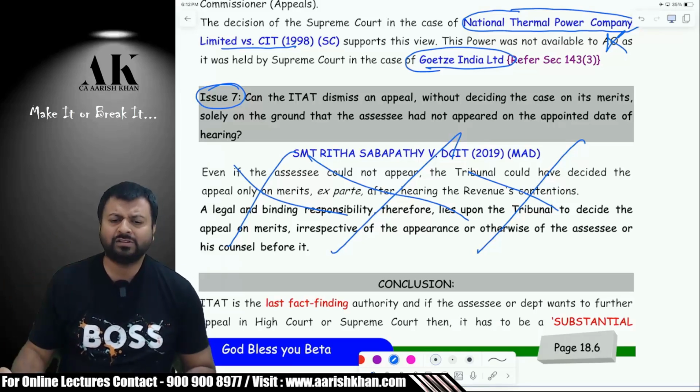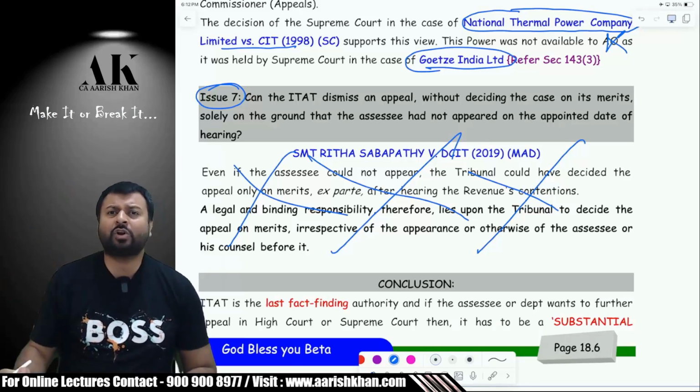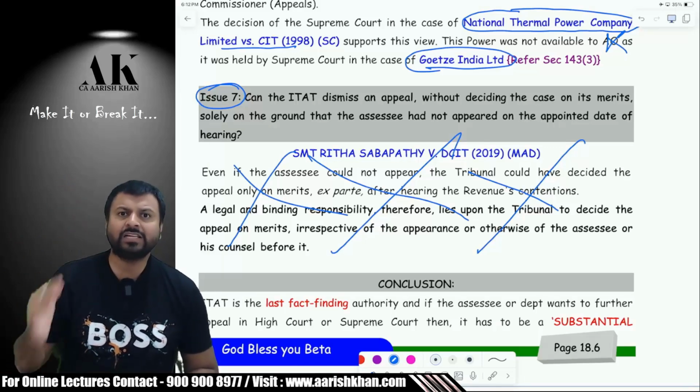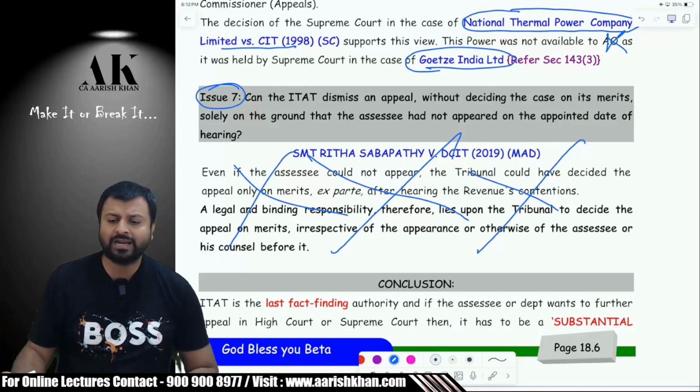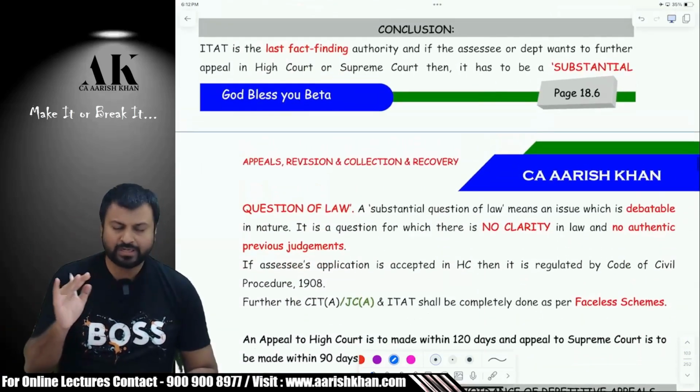Just because the other party is not present, it does not mean that the other party is wrong. You have to hear him and then give the judgment. Without hearing, you cannot give a judgment against any particular person. I hope it is clear to all of you.